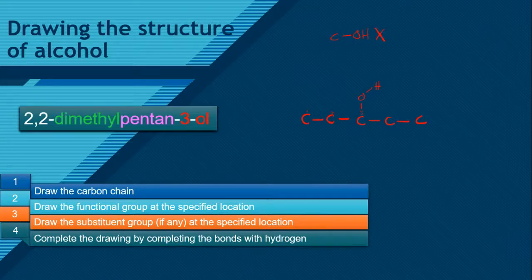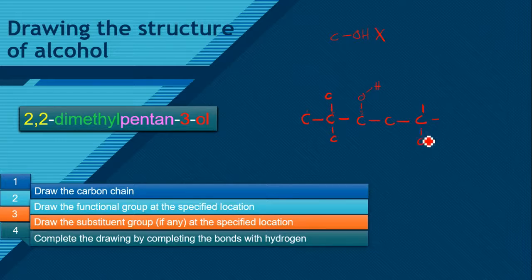And we have dimethyl, so we have two methyl groups. Where are these methyl groups located? At carbon number 2. How do we know? Because the number is 2,2, which means both are located at carbon number 2. Okay, we are done. Then the last step, complete the drawing.